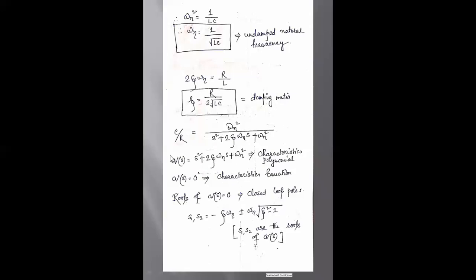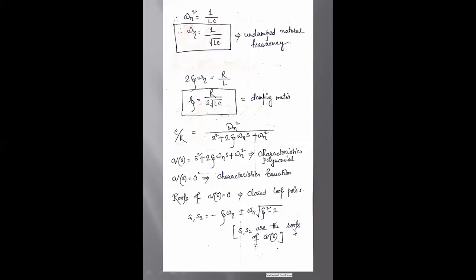Q(s) equal to 0 gives the characteristic equation, whose roots are nothing but the closed loop poles. After getting the characteristic polynomial and putting it equal to 0, we get the values of s, which are known as the roots of the characteristic equation, that is, the closed loop poles. So the roots, s1 and s2, are given by minus zeta omega n plus or minus omega n into root over zeta square minus 1.